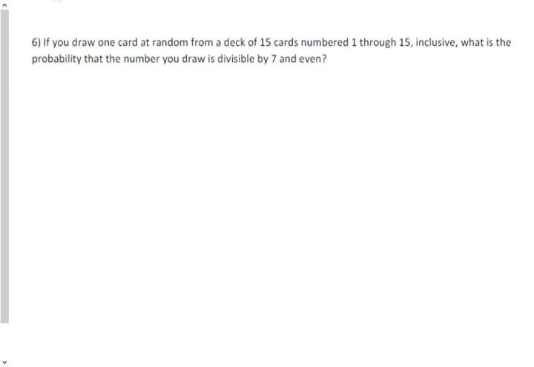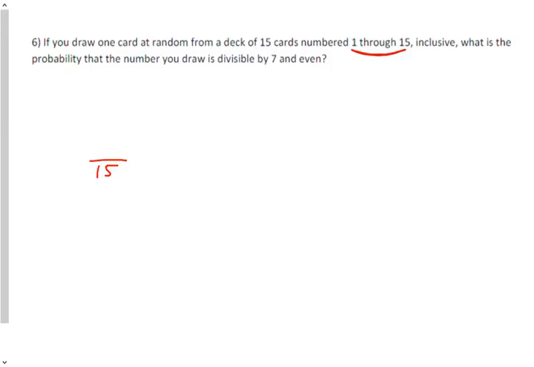Okay, we're back to cards, but this is not cards at all. It's just numbers 1 through 15. And inclusive simply means that 1 and 15 are in this possibility. So there's 15 total. If I said exclusive, I would say only 2 through 14. So there are 15 total outcomes.